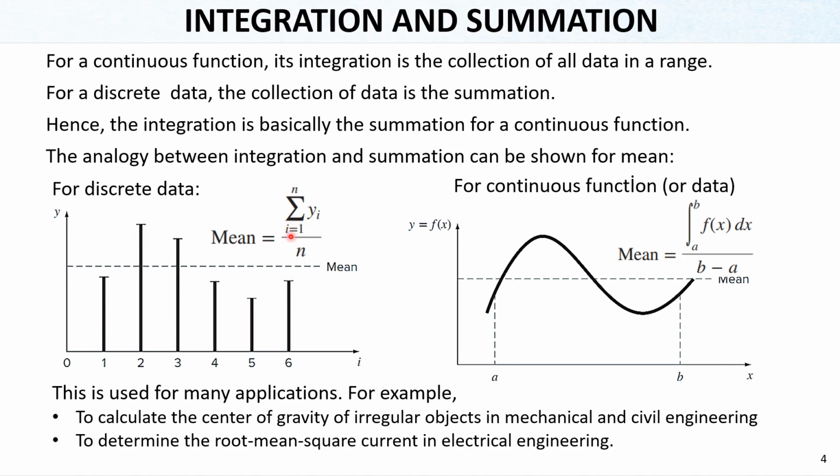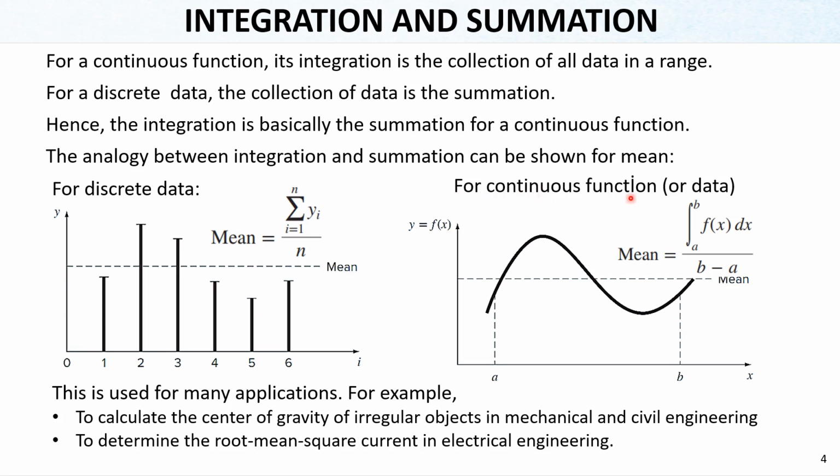So summation is shown like this, and the integration is also a summation, but because it's continuous, it's in between two ranges and a function. And that's why integration is basically the summation for a continuous function. This analogy between integration and summation can be shown for the mean operation. The mean is the summation of these points divided by the number of points. We showed this in the statistical chapter.